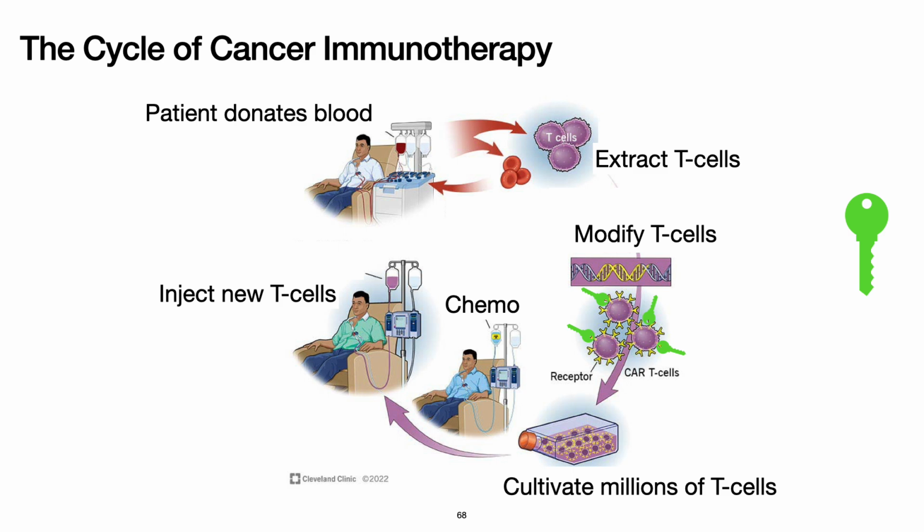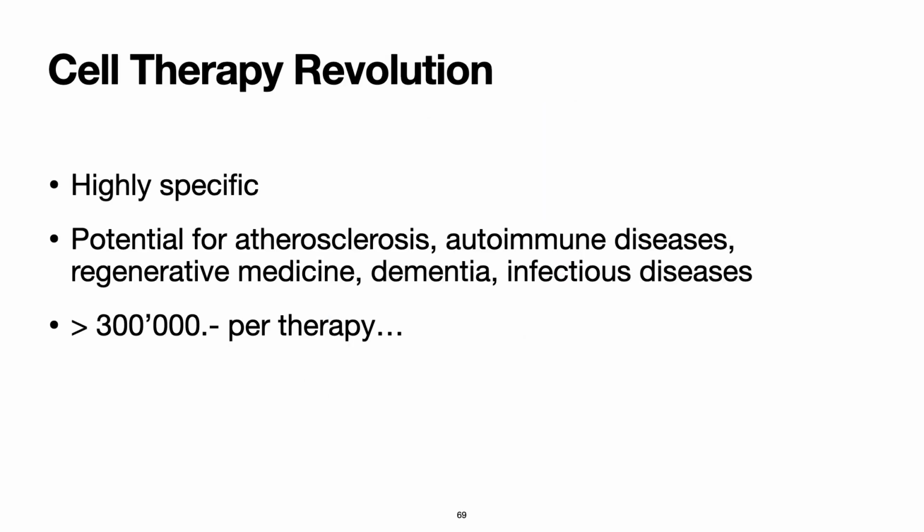And we have seen marvelous results with blood cancer in recent years. This is a real revolution in cancer therapy. It's highly specific. That's what we mean with personalized medication. And it has a huge potential for other diseases like atherosclerosis or autoimmune diseases.